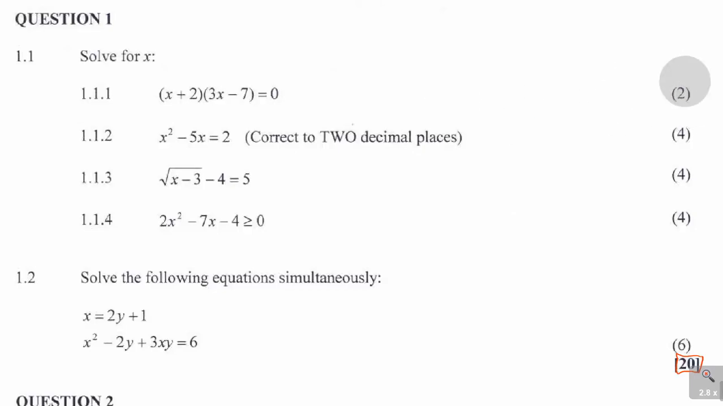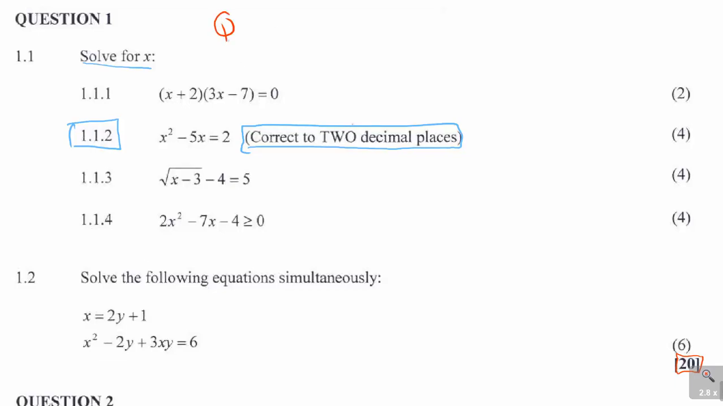Question 1.1.1. Now we're looking at the next question, which is 1.1.2. It says you are given that x squared minus 5x is equal to 2. And remember, we're supposed to solve for x. And then there is the key. It says correct to 2 decimal places. The moment they give you a question and they say you must round off your answers to 2 decimal places, remember the approach to that question is the quadratic formula.